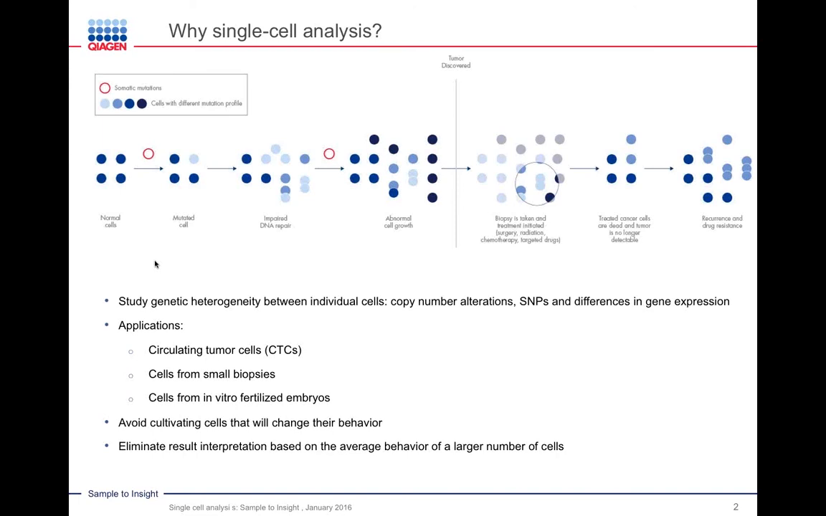The types of samples that you might be working with might be circulating tumor cells, cells from small biopsies such as a fine needle aspirate, or you might be taking cells from in vitro fertilized embryos at very early stages, in which case the amount of DNA material that you have is also very precious.